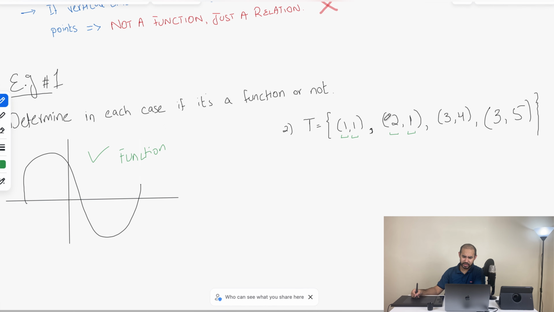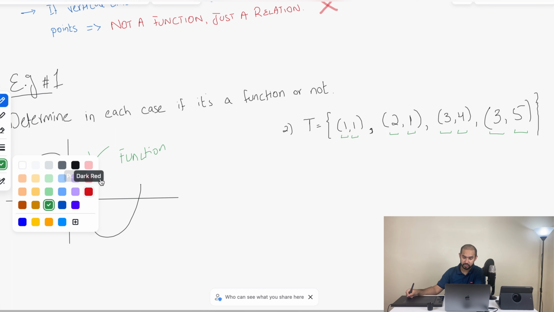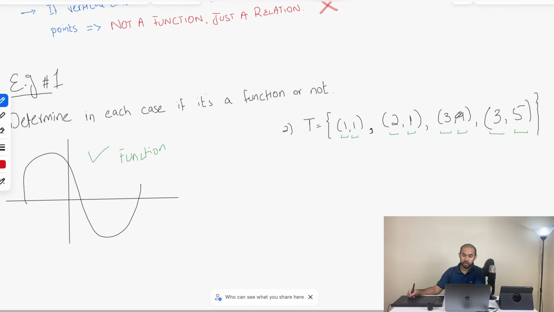Now we can see the x value of 1 here represents the y value of 1. When x is 2, y is 1 again. That means for multiple values of x, there was the same y. Alright, now let's keep on moving. When x was 3, y was 4. But then when x was 3, y was 5. That means for the same value of x, there are multiple values of y as well.